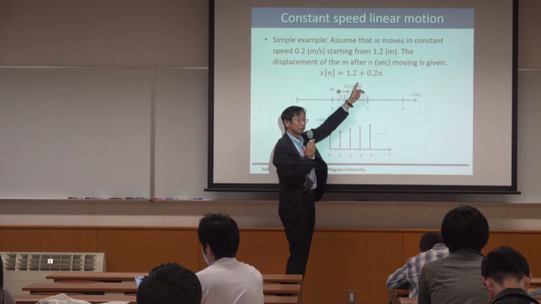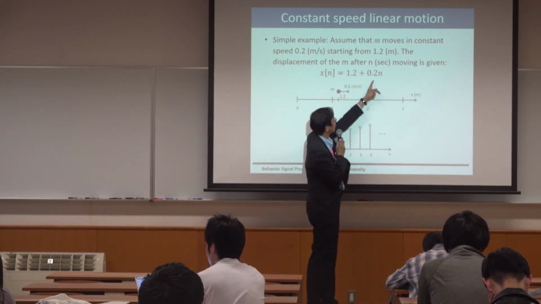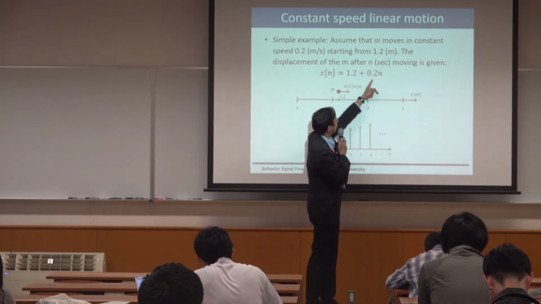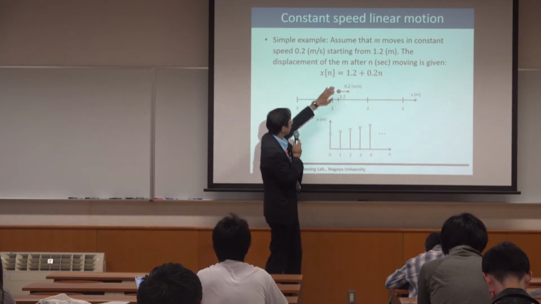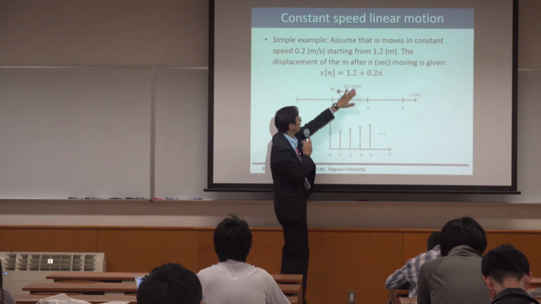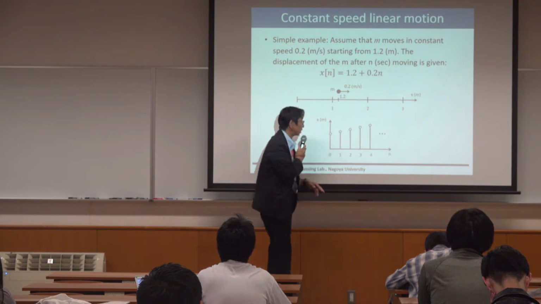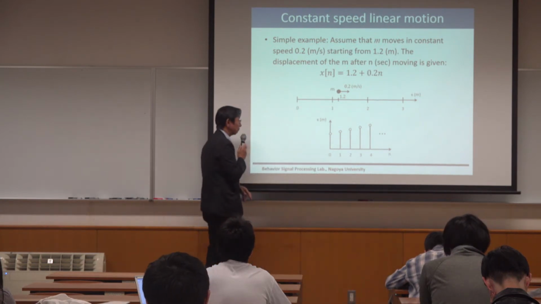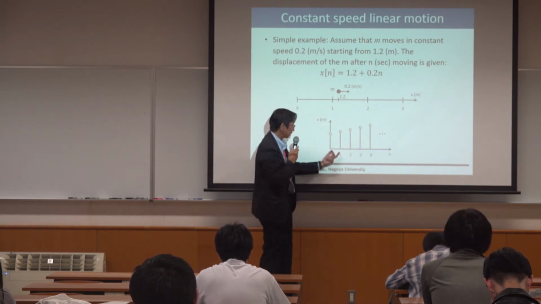1.2, which is the original length or displacement, and every second the point will move 0.2 meter farther than the original point. Therefore, this simple first order equation will give you the correct displacement of the point mass, m. So when you plot this relation, you can see it like this in a discrete time case.